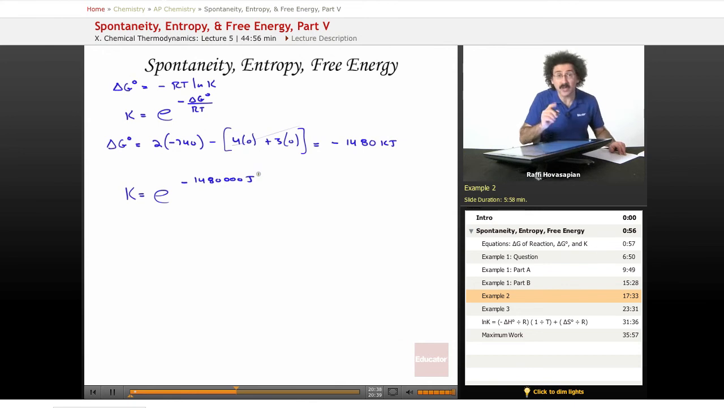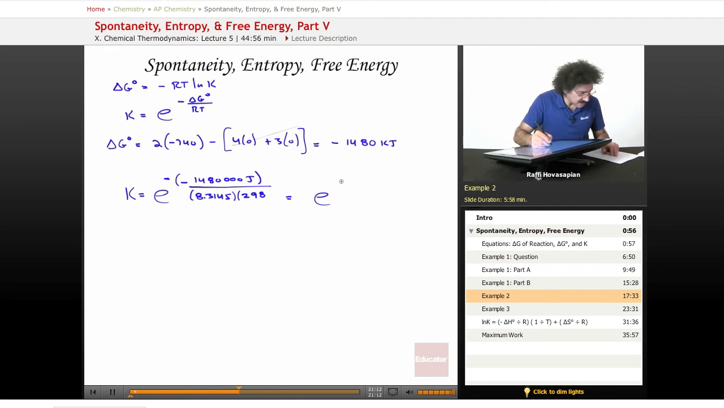So now we write K is equal to e to the minus 1480000. We have to work in joules because R is in joules per Kelvin. R is 8.3145 and temperature is 298. I'm sorry, that minus sign is not part of the delta G. So minus delta G is negative, so it's minus minus. There we go. So when we do the math, we end up with e to the 597.